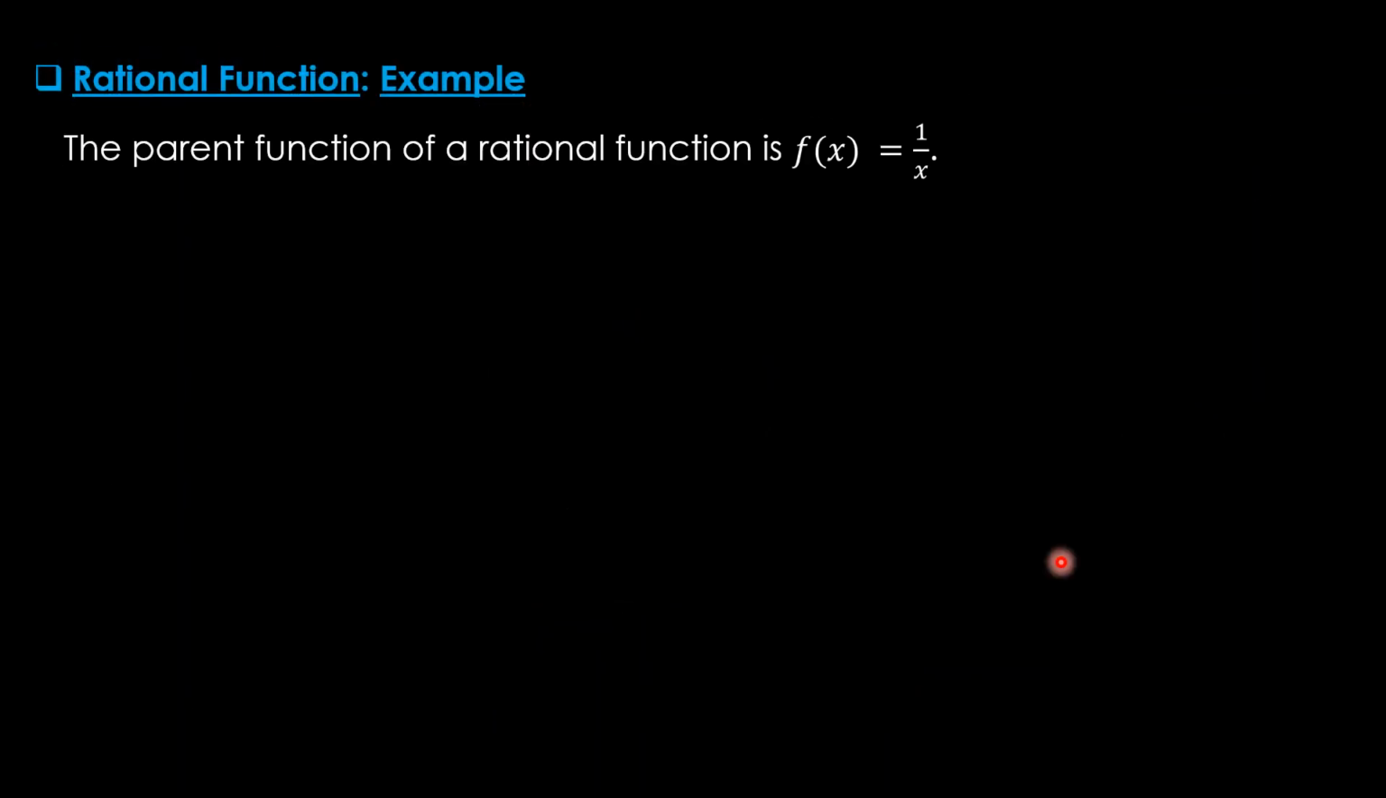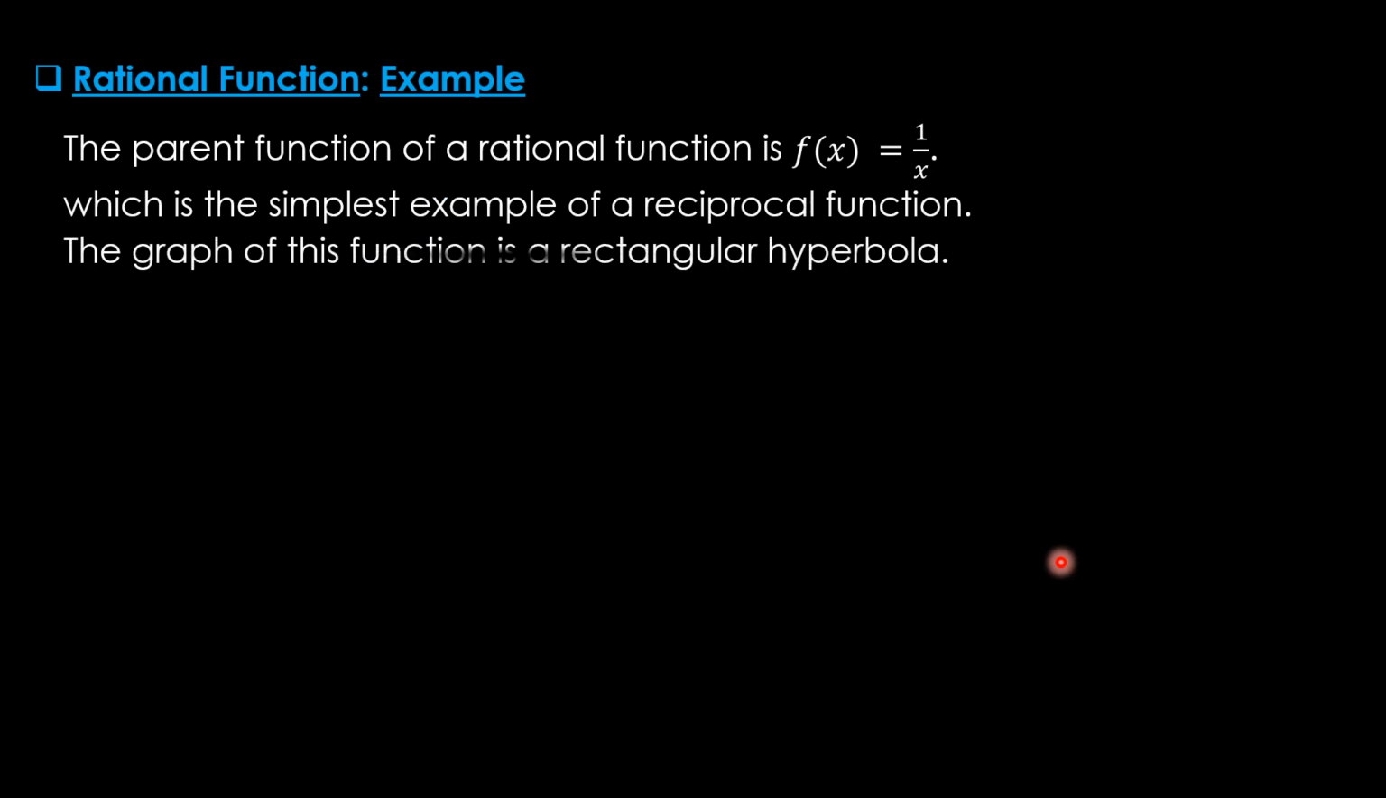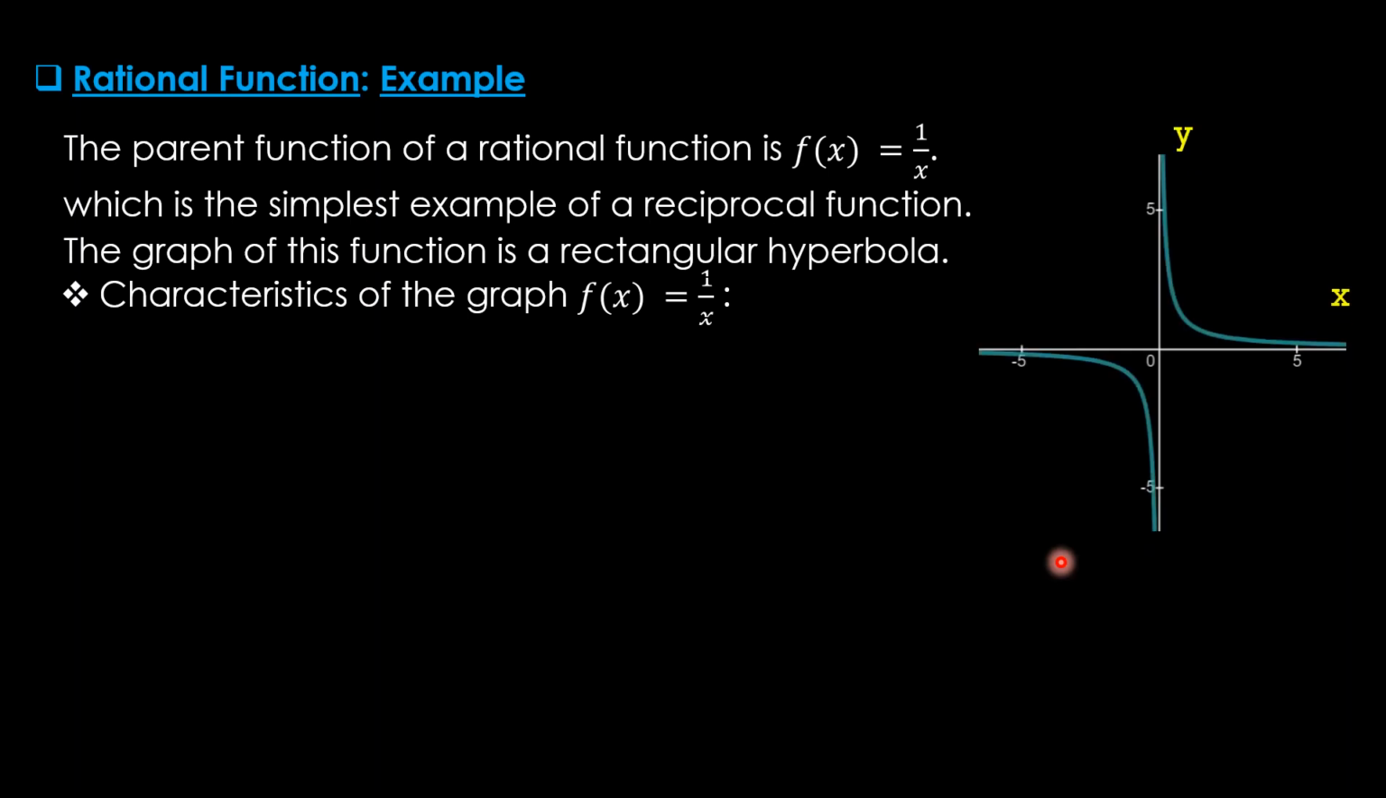The parent function of a rational function is f(x) equal to 1 over x, which is the simplest example of a reciprocal function. The graph of this function is a rectangular hyperbola. Now this is the graph of the rational function f(x) equal to 1 over x. There are some observations from this graph here.